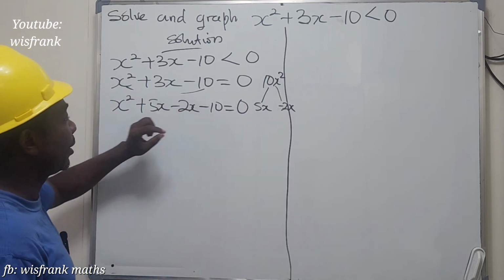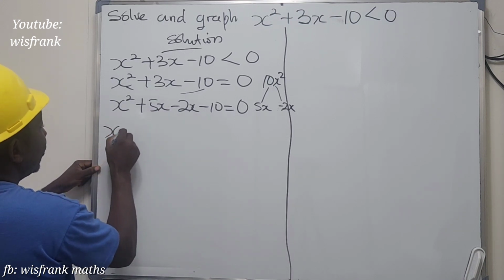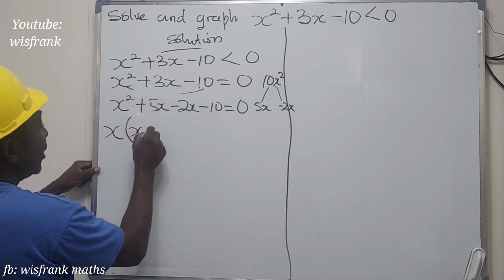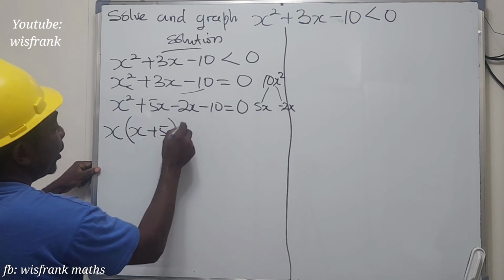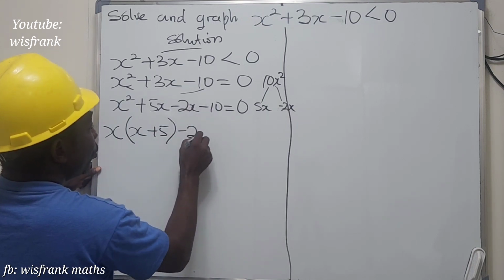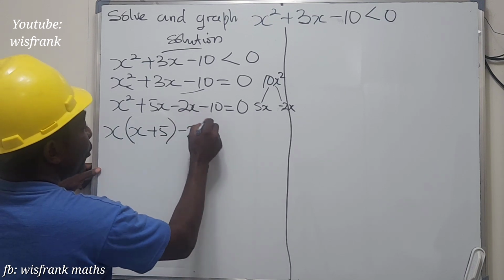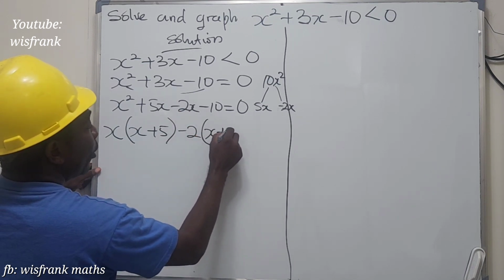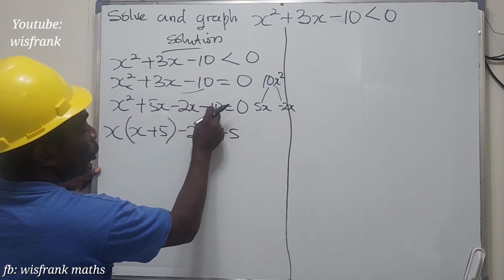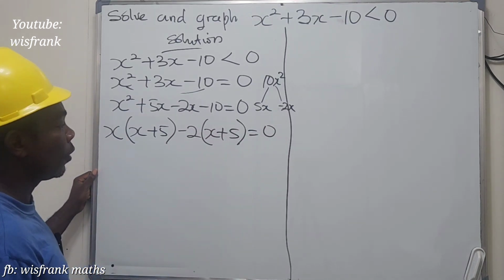So we need to factor this out. The factor of x squared and 5x is x, so we have x, then plus 5. Then the factor of minus 2x and minus 10 is minus 2. Then goes here into, we have x plus 5. Minus 2 goes into minus 10, we have plus 5. So this becomes equals to 0.